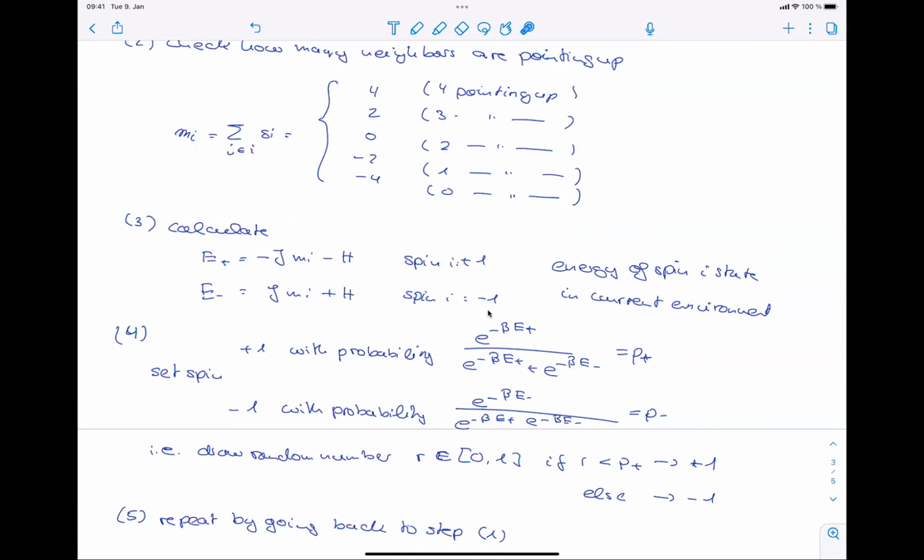So we pick a random number between 0 and 1. And then it's either, if this random number is smaller than P plus, then yes. So for example, if P plus is 0.1, then you're most likely to end up in the minus 1 state, because in 90% of the cases of picking a random number, it will be bigger than P. But there's a 10% chance that you will still pick the lower one.